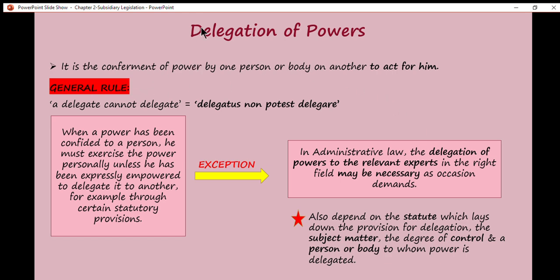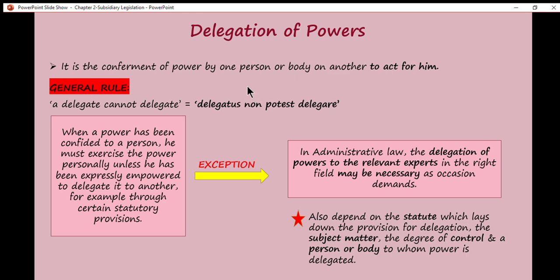Okay, next we continue with the next subtopic under delegation of powers, before we examine the first power of public authority. Delegation of powers means the conferment of power by one person or body on another to act for him. This is where under administrative law, public bodies gain whatever power they have by delegation. So they gain the power through the delegation of powers by the superior authority.